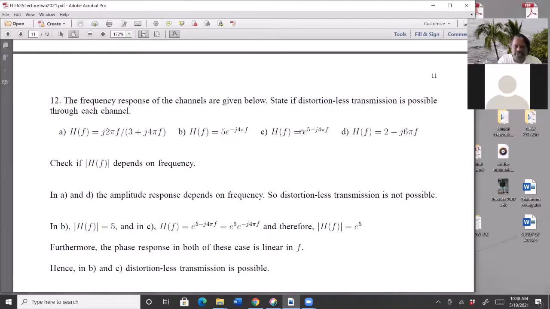So these two channels have a flat amplitude response as well as a phase response that is linear in f. So these two are the transfer functions of distortionless channels, whereas these two will distort. So if your channels are like this and this, and if your mobile communication is going through this, you will encounter a lot of problems.